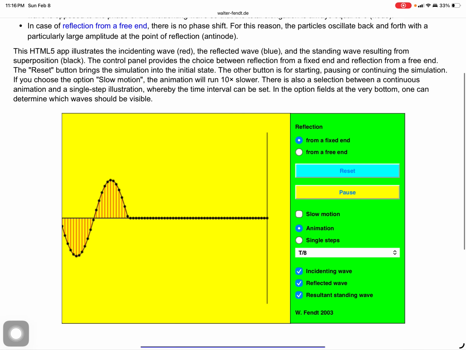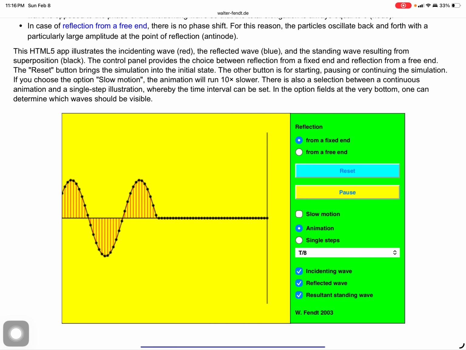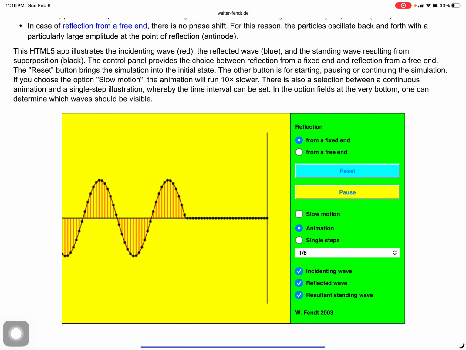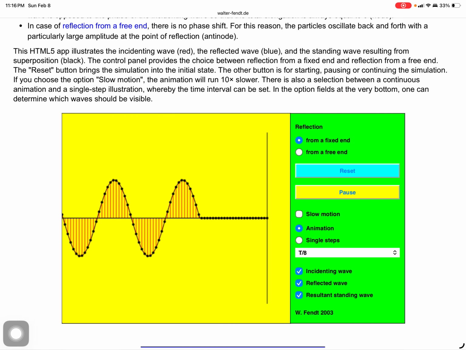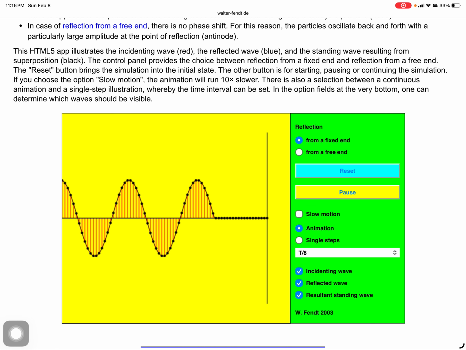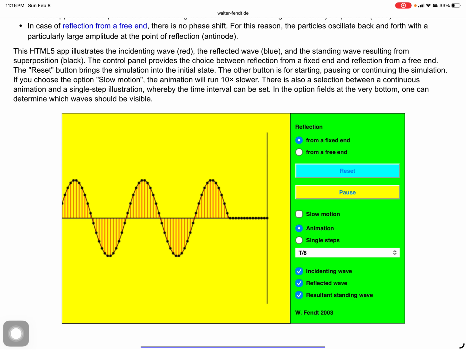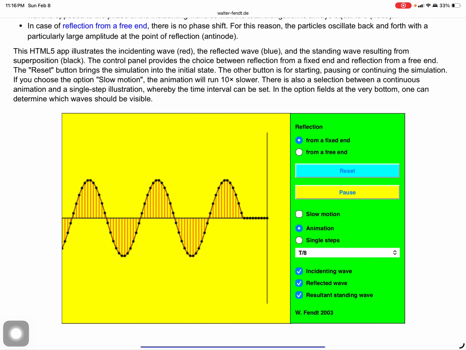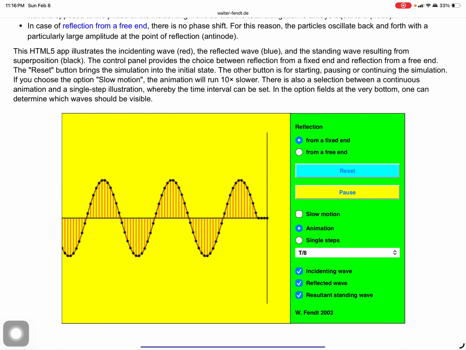Now we have a red wave that is coming toward the wall. There's a wall there. It's a fixed end boundary. And when it hits that wall, it's going to reflect. So we're going to see a blue wave reflection. Let's take a look at the red wave and the blue wave as it results.